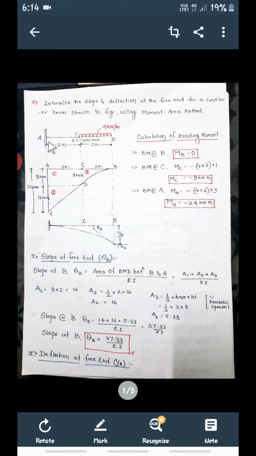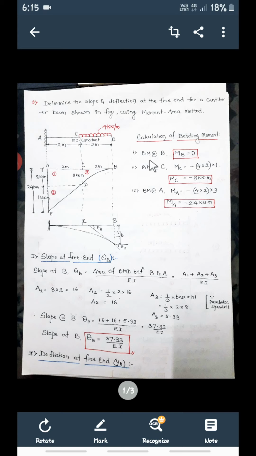When the load, this UDL, comes on this beam, the beam is going to bend, or deflect, like this. So this is deflection YB, and if you draw the tangent at B, this is theta B. We have to find the slope at B and the deflection at B, that is YB. So as usual, first we'll calculate the bending moment. Start from the free end and calculate the bending moment.